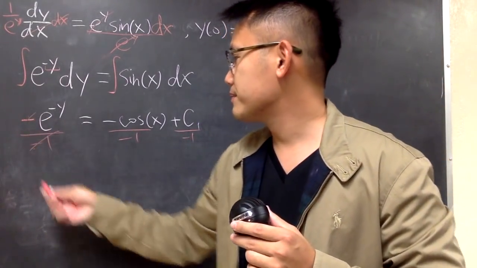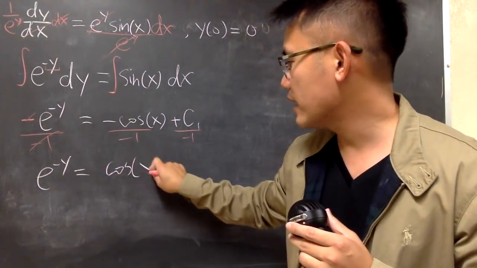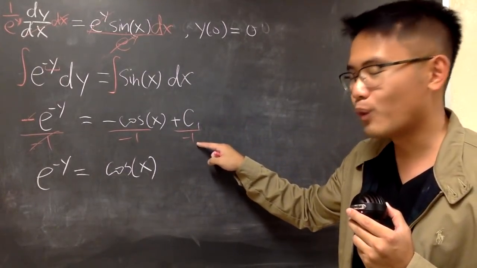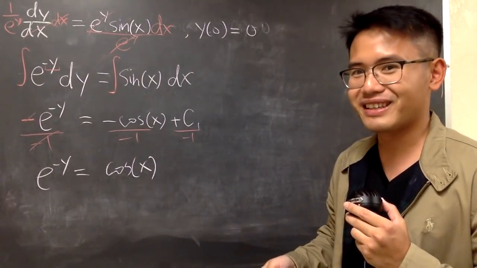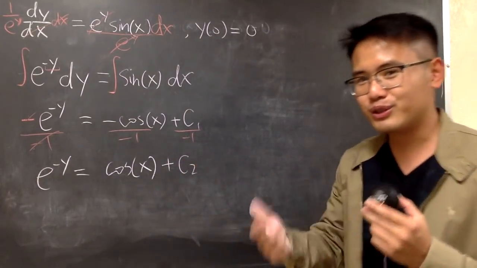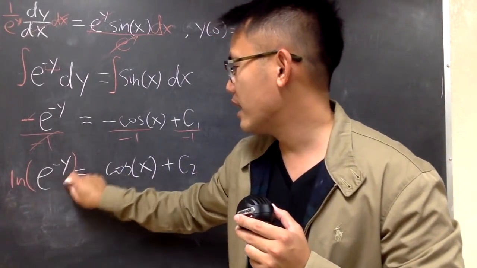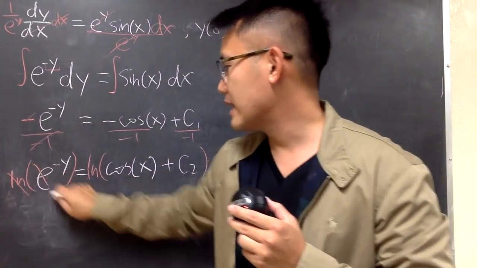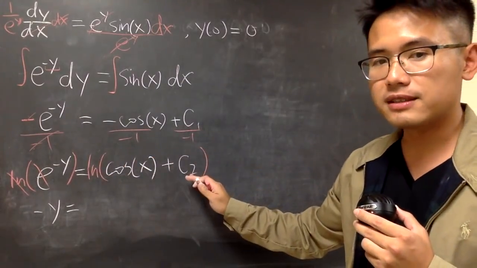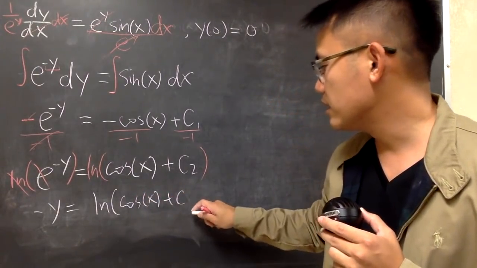This and that cancel, that's good. So you have e to the negative y. This and that cancel, you have positive cosine x. Okay, c1 is a constant. Divided by negative 1, you have negative c1. But that's also another constant. If you would like, you can keep it as minus c1, but I would write it as plus c2, just to get more exercise with the constants. Anyway, now we take the ln of both sides, this and that cancel, and you see negative y equals ln with both of these things inside. So natural log of cosine of x plus c2.